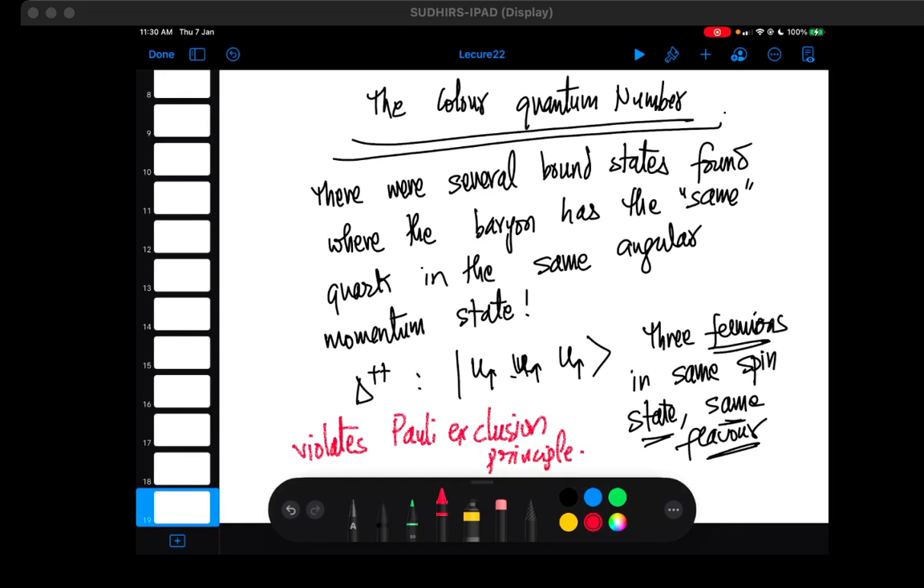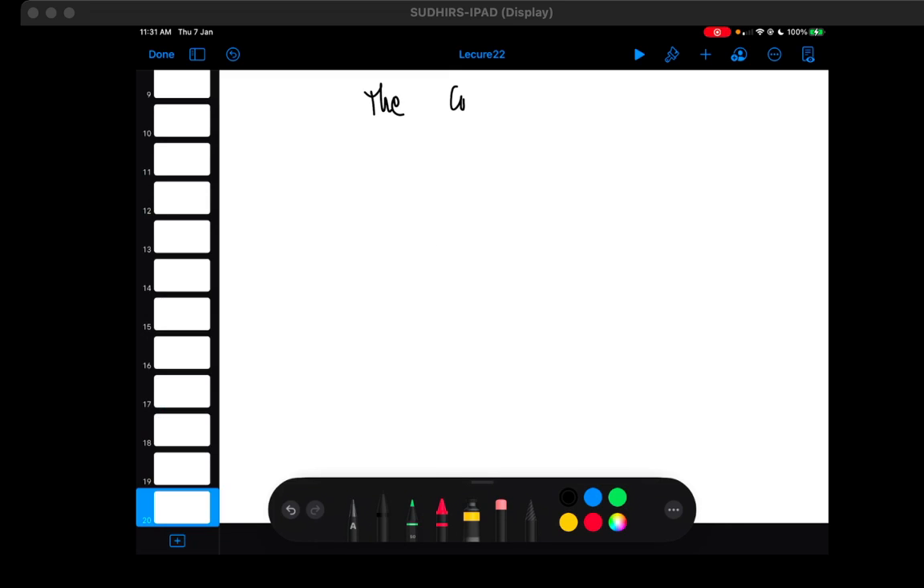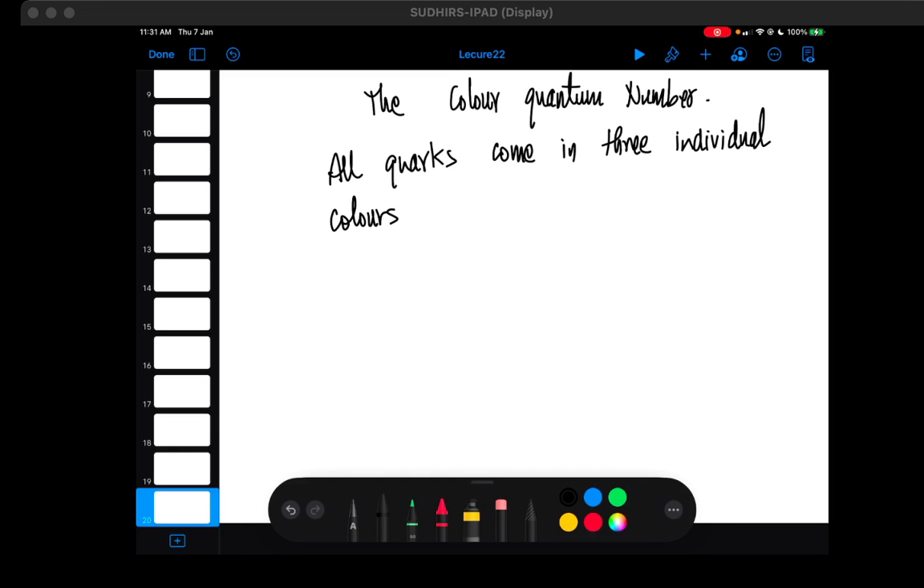So to avoid this, Gell-Mann introduced a new quantum number which is called the color quantum number. The color quantum number says that all quarks come in three individual colors. Now, why do you need three individual colors? Because there are three fermions, so each of the fermions should be in a different state. So at least you should have three colors. It's possible that each of these fermions could have a different color.